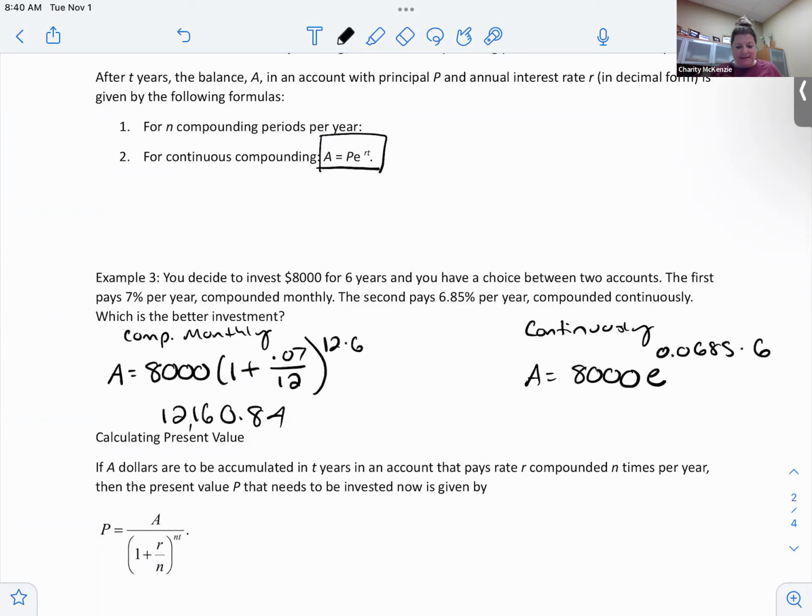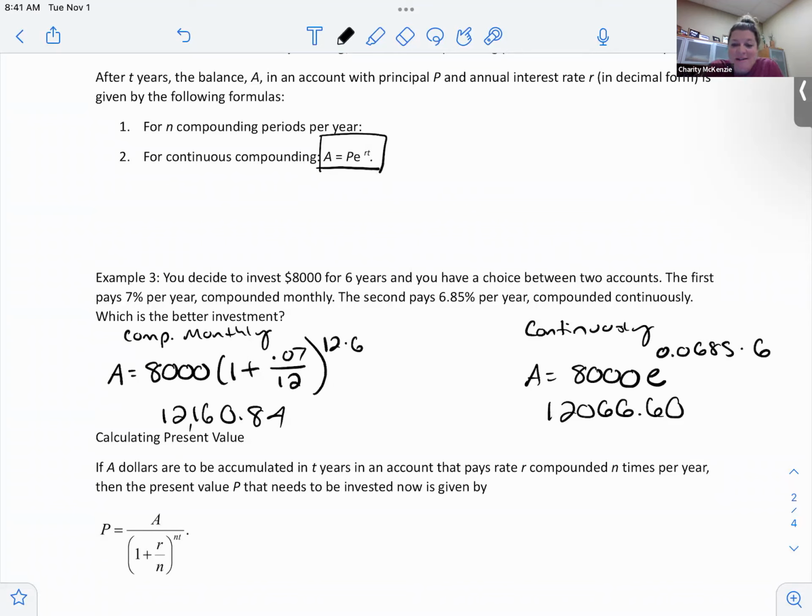Now, 8,000 times, I got to do second function e, get the e to come up, and then 0.0685 times 6, all in the exponent, and then enter. I get $12,066.60. So monthly is still more money that you gained, with that interest rate being slightly more.